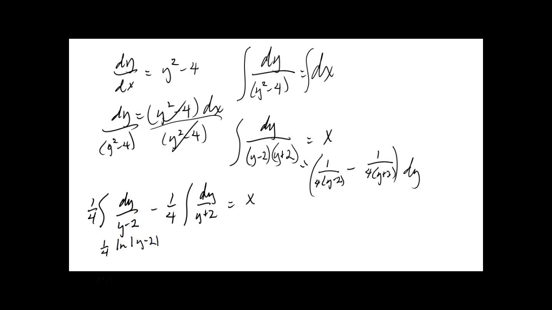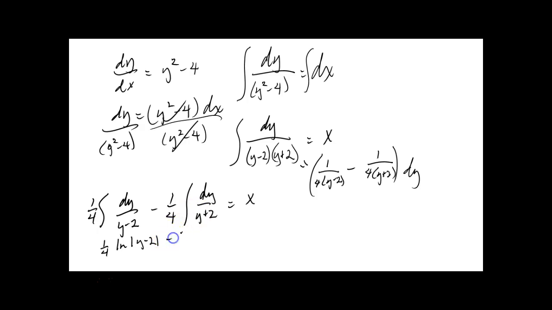Now a little bit of a timeout here. You can't take the log of 0 either. But guess what? This can't be 0, because that would be illegal. If this were 0, y would be equal to 2. If y is equal to 2, your whole problem, dy/dx, equals 0. What an exciting differential equation that is. That could be anything. So y is not equal to plus or minus 2, so we can get away with this.